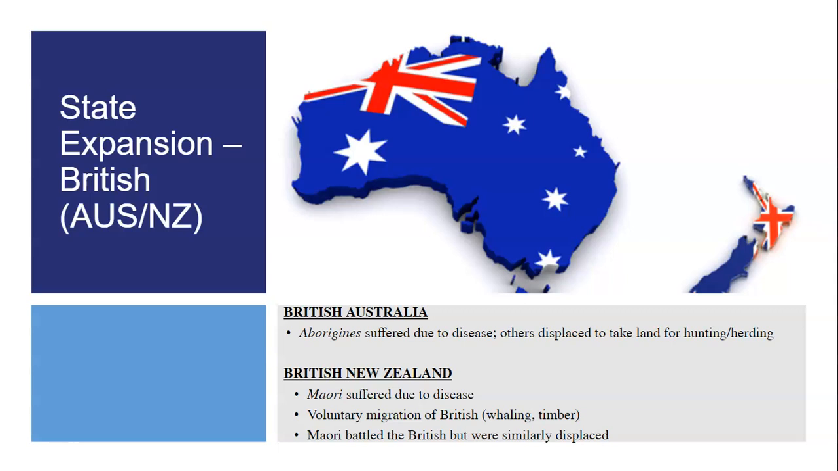And then British New Zealand, their group of people are the Maori, and they're going to suffer again due to disease. There was obviously a voluntary migration of British. The British are going to come in. They want whaling and timber, and the Maori are going to battle the British, but lose and are essentially displaced. If you've seen Thor Ragnarok, the director and the man who plays Korg is from New Zealand.